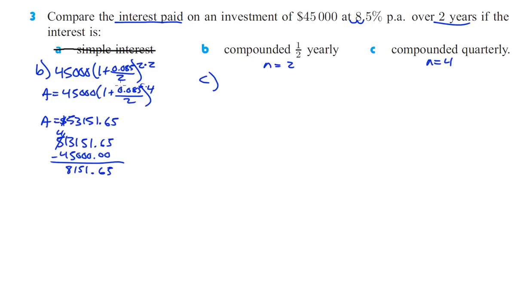So I'm just going to take this information here, copy that down, 45,000, and I'm just going to make sure that I change my n's from 2's to 4's. So we got 1 plus 0.085. It's now compounded quarterly, so there's going to be a 4 here and a 4 here. So those two 2's turn into 4's, but that 2 is the number of years, so that stays the same. So now what we're going to put in our calculator is 45,000, 1 plus 0.085 over 4, all to the 8th power.